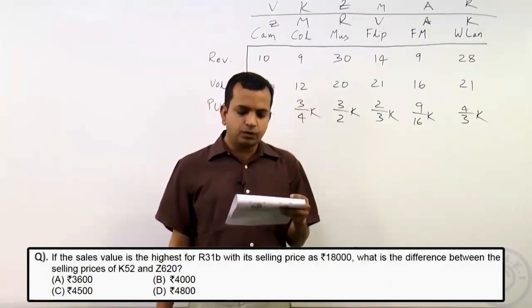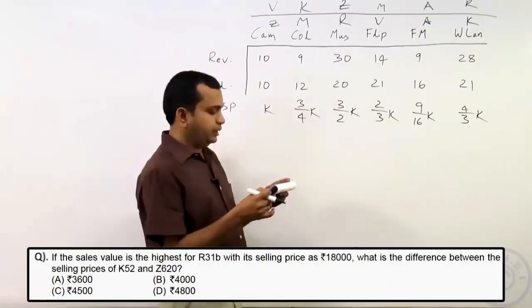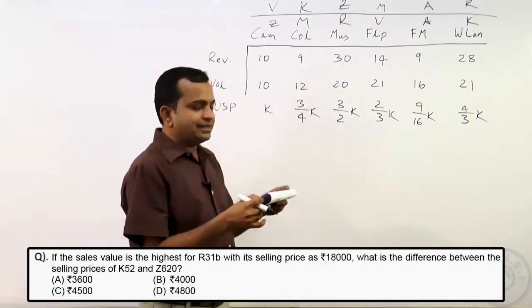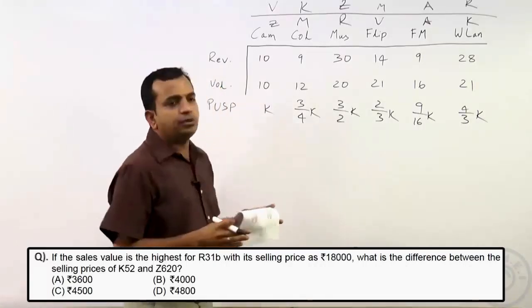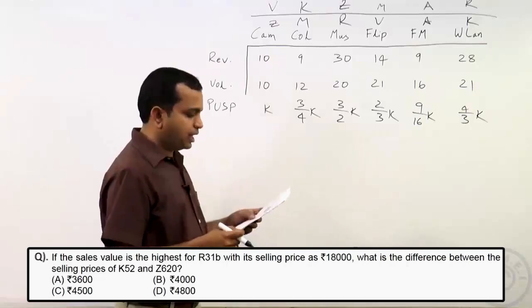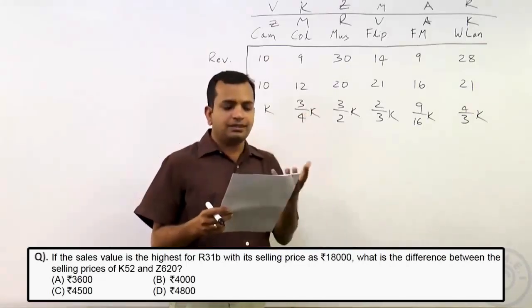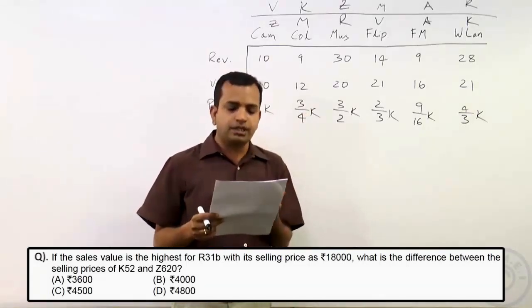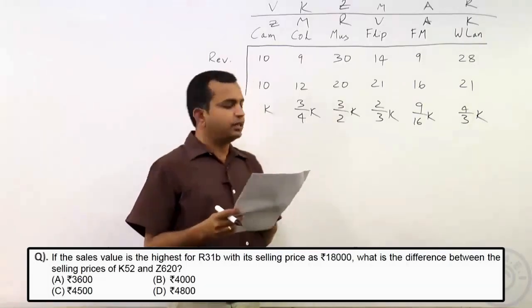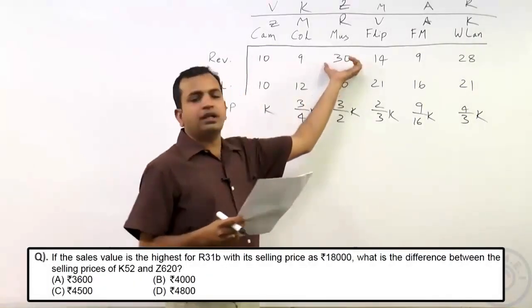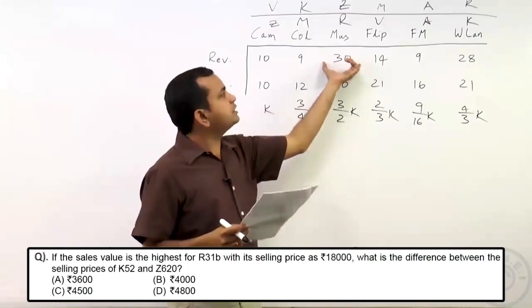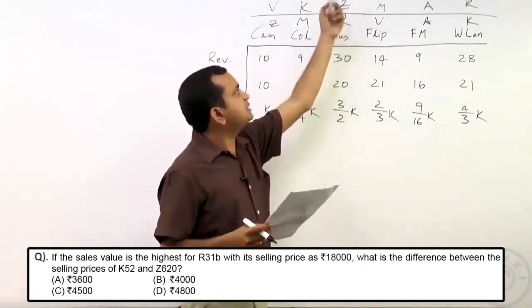If the sales value is highest for R with its selling price as 18,000. Now, sales value has to be the highest for R. Now, which model has the sales value as the highest? As you can see from the pie chart, the music version, which is 30%, has to be the one with the highest sales value. Now, which is given as R, which means case 1 is ruled out.